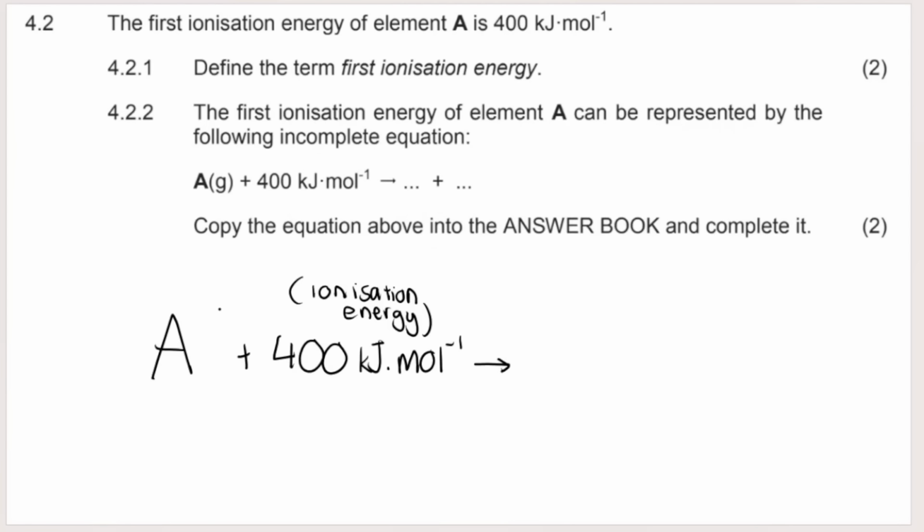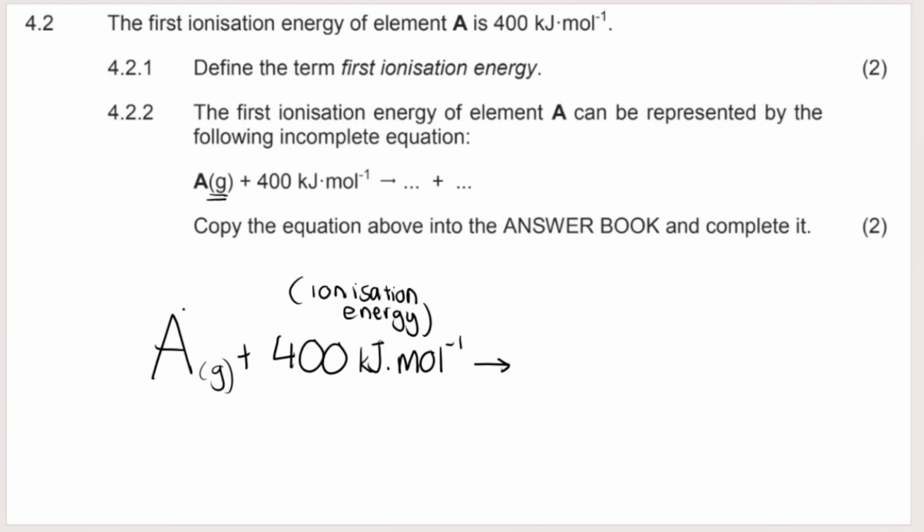So we've got A in its gaseous phase. That's important according to our definition. We've got our ionization energy. Now remember, ionization energy is the energy needed per mole to remove the first electron from an atom in its gaseous phase. Okay, that's why gas is there.